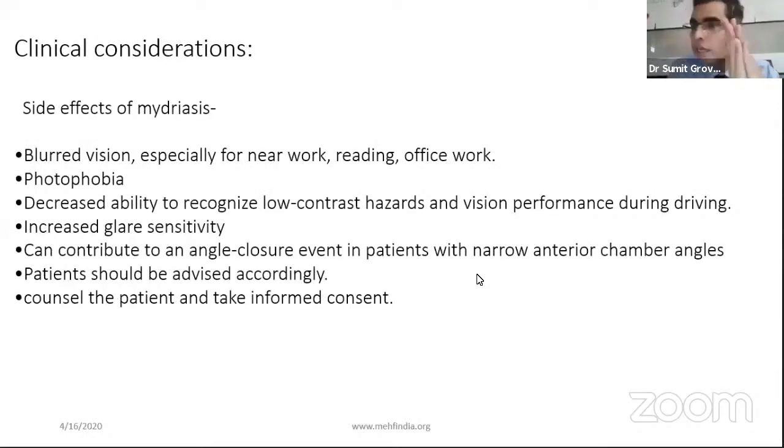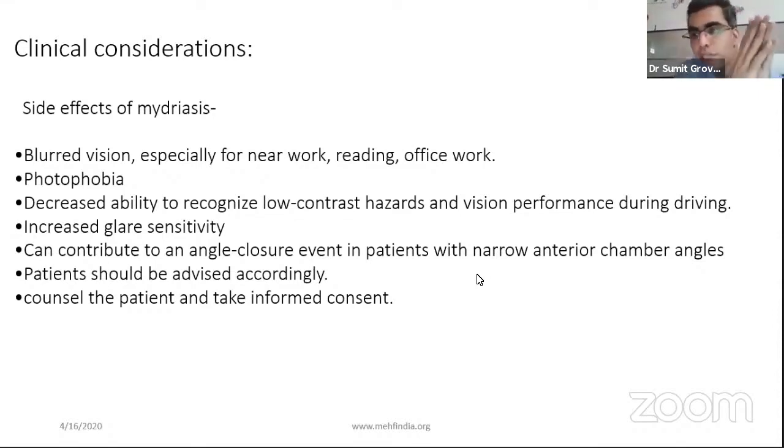Now we'll come to the practical clinical considerations. We have touched somewhat on theory. We should always consider the side effects of mydriasis. We just put an eye drop in the patient and we do not consider the side effects: blurred vision, especially for near work, for reading, office work, photophobia, decreased ability to recognize low contrast hazards and reduced vision performance during driving, and increased glare sensitivity. These can contribute to an angle closure event in patients with a narrow anterior chamber, as I explained previously. So the patient should be advised accordingly.